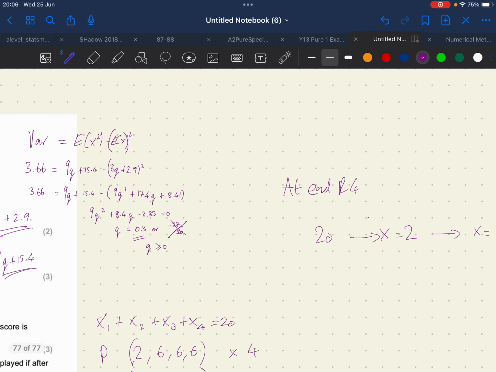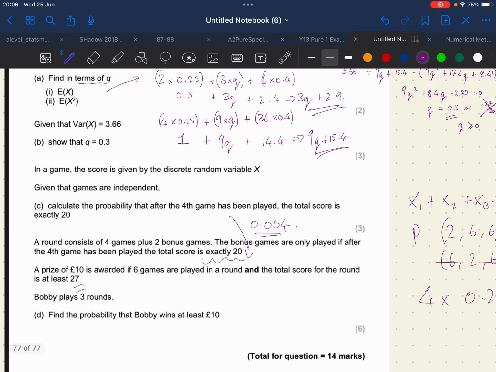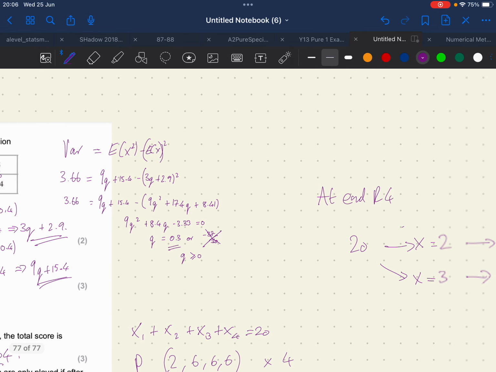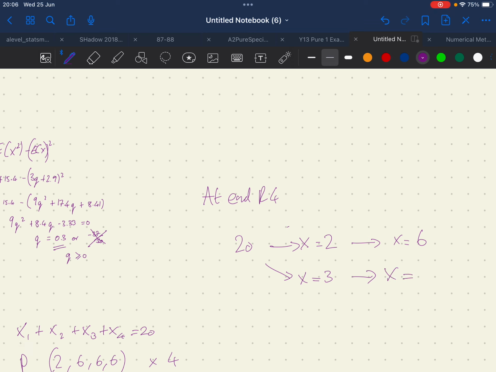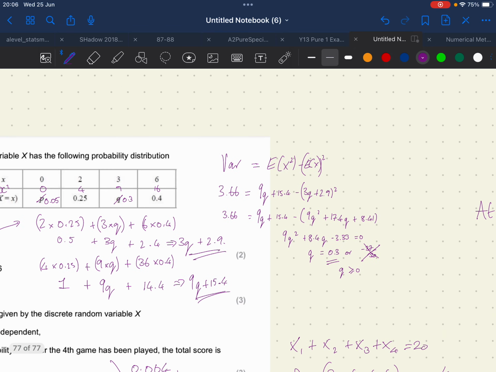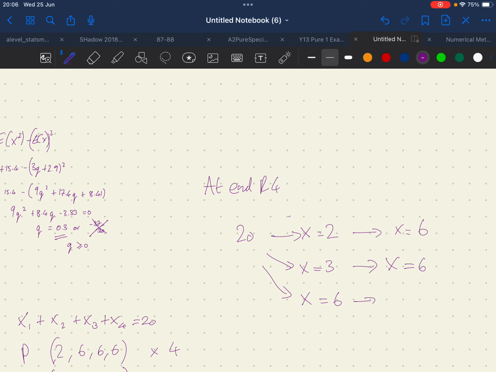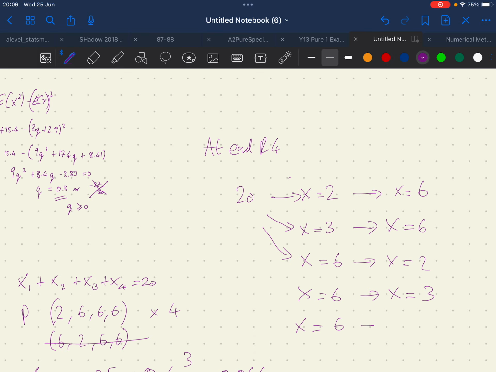Let's try 3 now. So if x is equal to 3, we need to get at least 27. So another 3 would not do it. So it has to be a 6 again. So x equals 6. And then how about if we got a 6? If we got a 6, a 2 would work. That would be 28. If we got a 6, a 3 would work. Well, everything else is going to work, isn't it? Because it's more. So these are the different pathways that work.